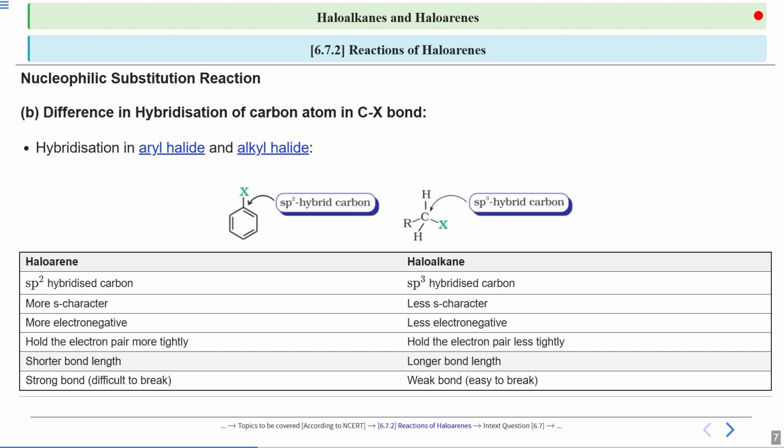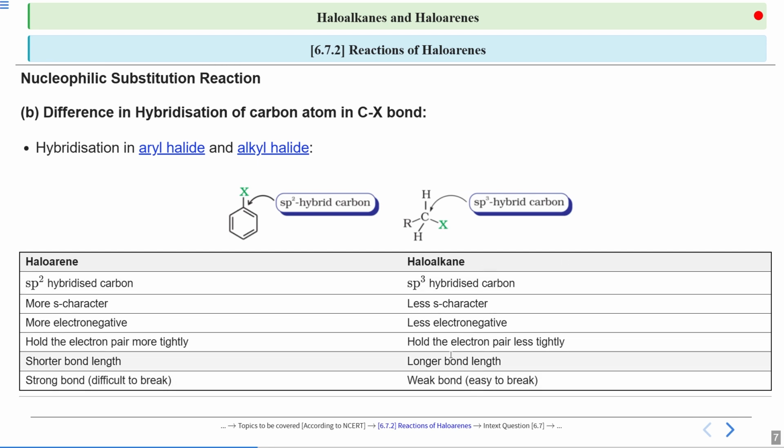That means the bond will become stronger and the bond length will become shorter, right? So it is interrelated. More s character means more electronegativity, due to which the electron pair will be held more tightly by the halogen, so the bond length will be shorter and the bond will be stronger. A stronger bond means you need very large energy to break it. So it is difficult to break.